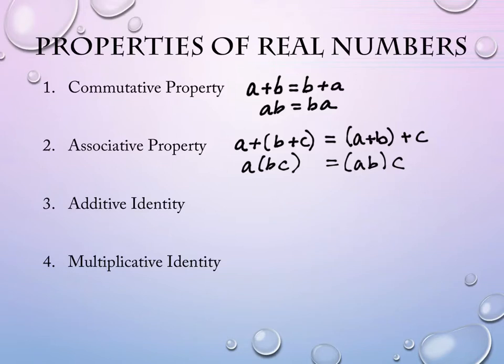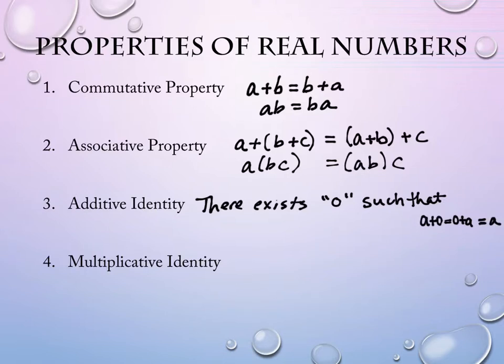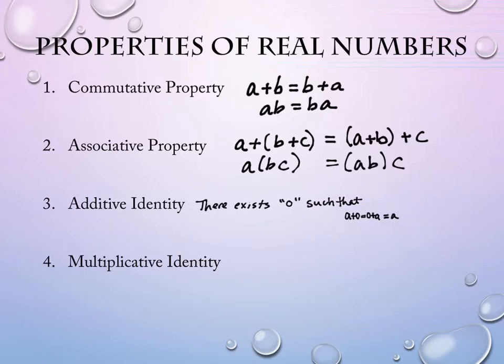All right, the third one is the additive identity. The additive identity says the following. There exists the number 0 such that any number plus 0, or 0 plus any number, I'm going to have to make that on the next line, equals the same value. The problem is that if I have to project with this projector this way, it doesn't work very well. Is that okay? Now it's really tiny. Yes, it says there exists 0 such that a plus 0 equals 0 plus a is equal to a.